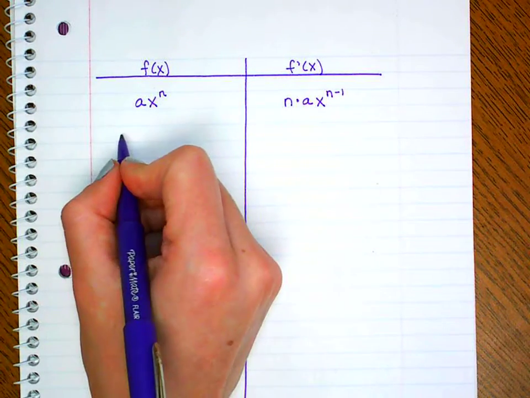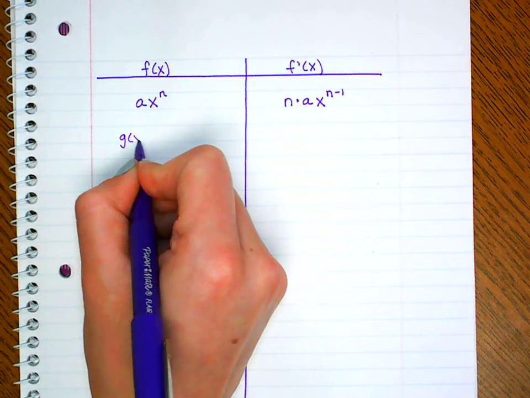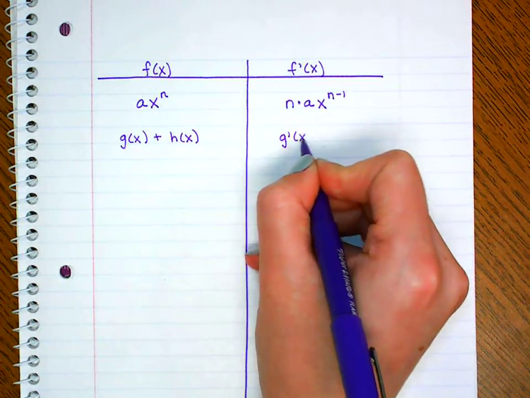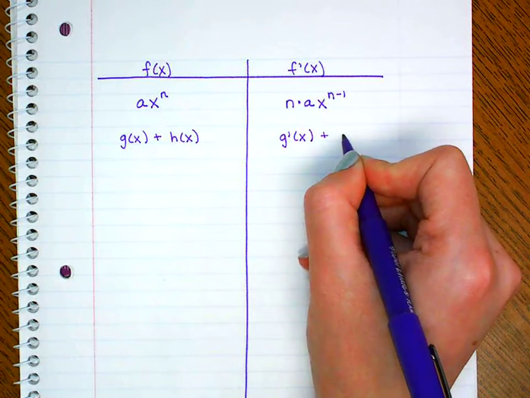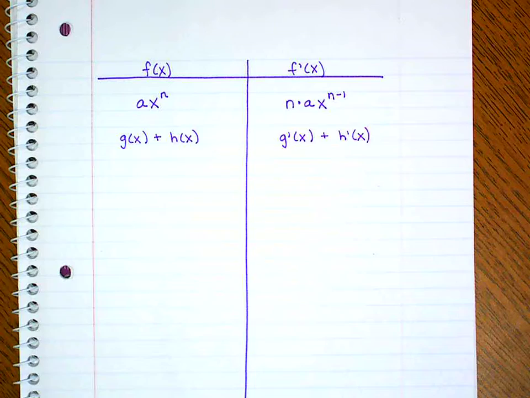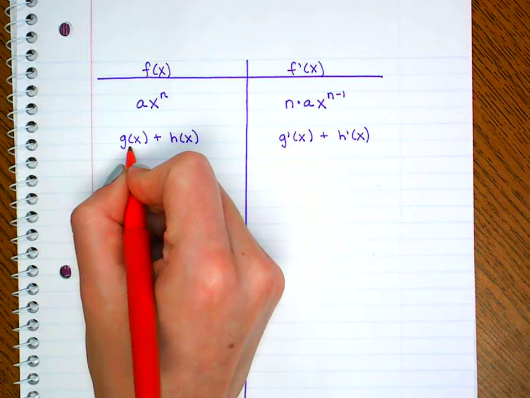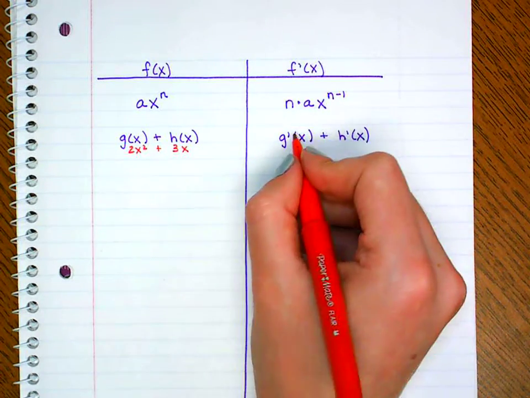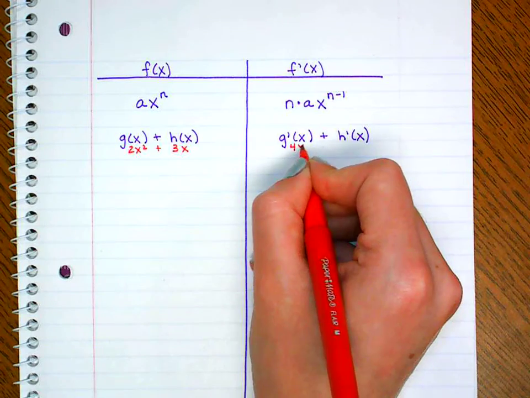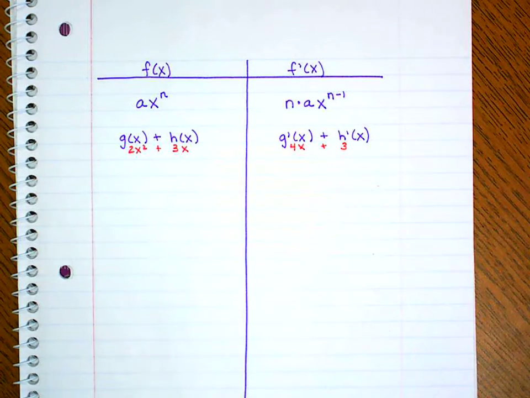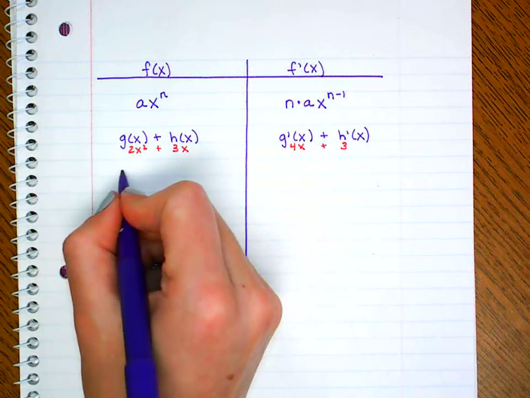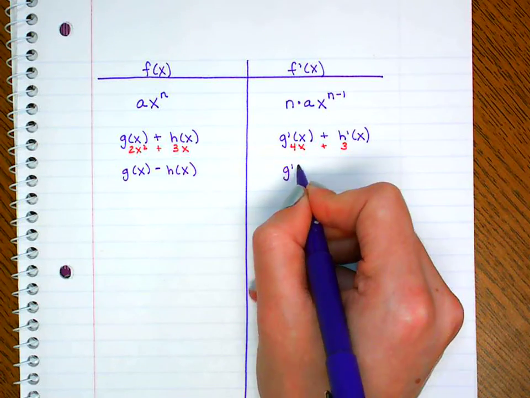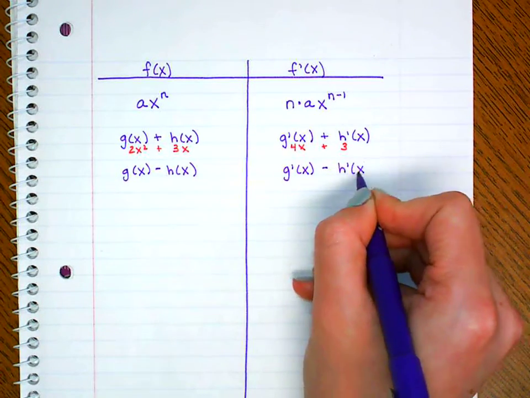Okay. If you have two pieces to a function, and you define the derivative of it, you're just going to find the derivative of the first part plus the derivative of the second part. So if I were to give you a quick example, it would be something like this. If I had like 2x squared plus 3x, you're just going to take the derivative of the first part, and you would get 4x plus the derivative of the next part, which is 3, and that would be your function. Okay. If you're subtracting two functions, you're just going to take the derivative of the first function minus the derivative of the second function.